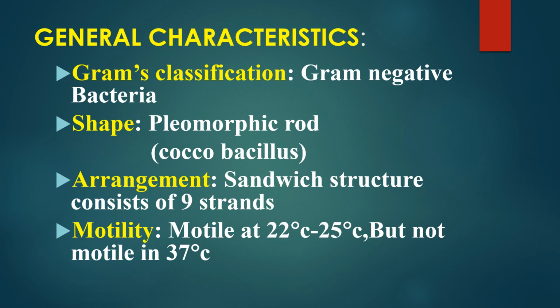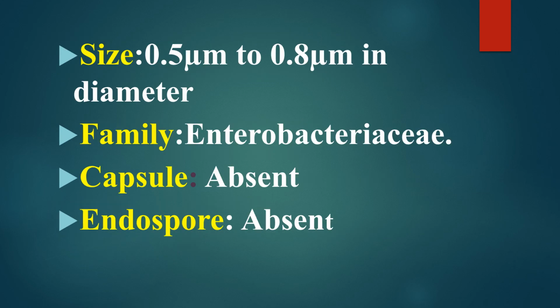Arrangement: sandwich structure consists of 9 strands. Motility: motile at 22 to 25 degrees Celsius, but when the temperature rises to 37 degrees Celsius, it is considered non-motile. Size: 0.5 to 0.8 micrometer in diameter. Family: Enterobacteriaceae. Capsule is present in this bacteria and endospores are absent.